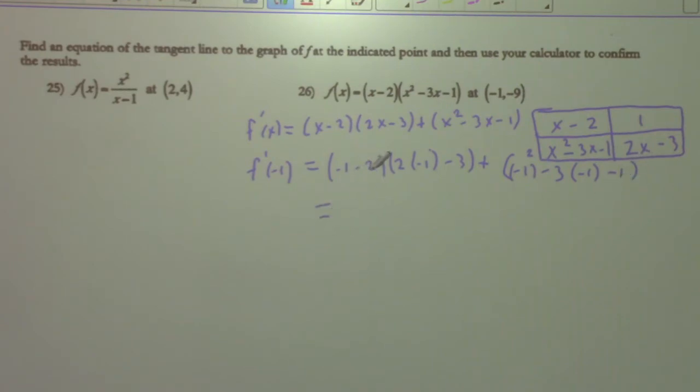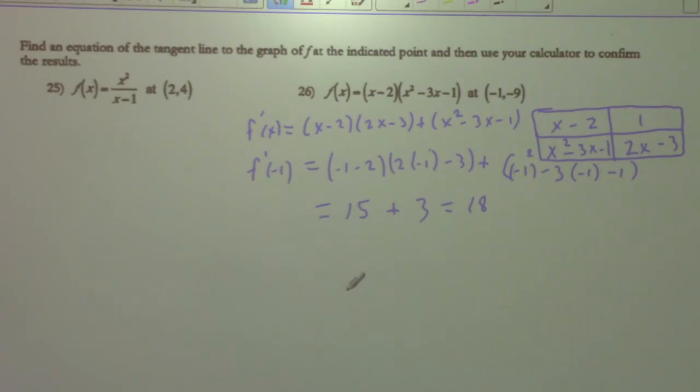So I'm getting here -3 times, that's going to be negative, is that 2 times? Yeah, 2 times -1 minus 3. So that's going to be -3 times -5. So that's going to be 15, isn't it? -3 times -5. And this one here is going to be 1 plus 3, which is 4 minus 1, or 3. So that's going to be 18. Is that right?